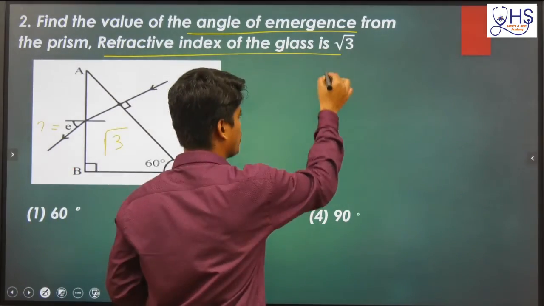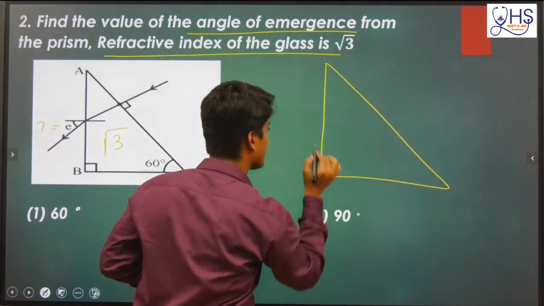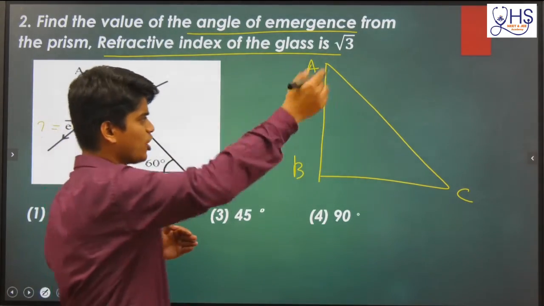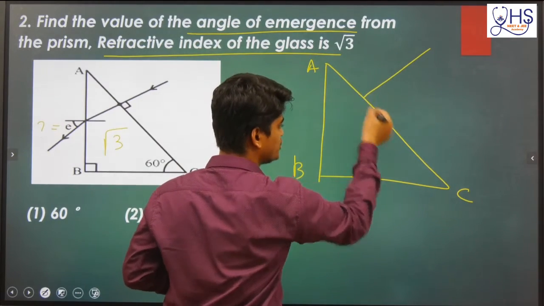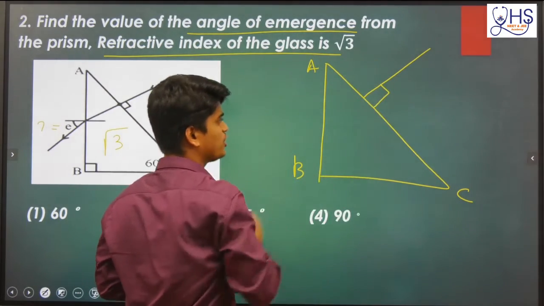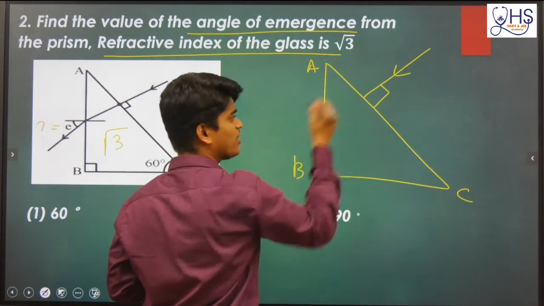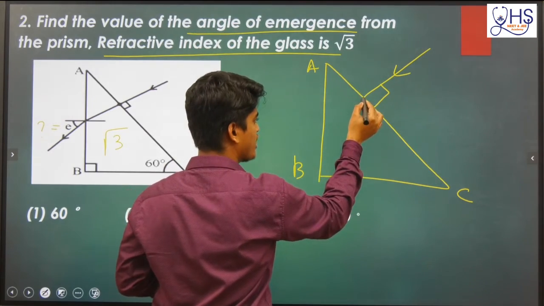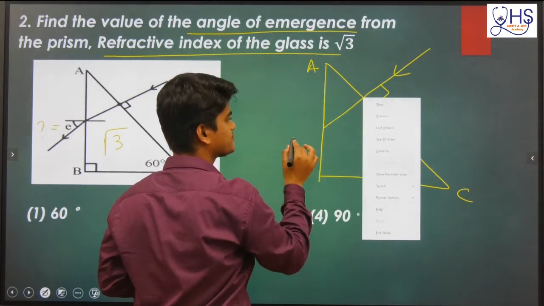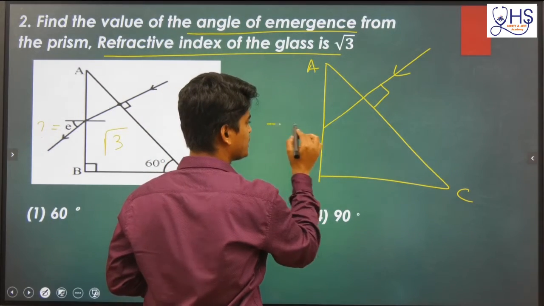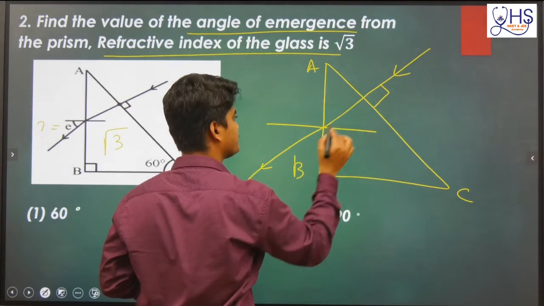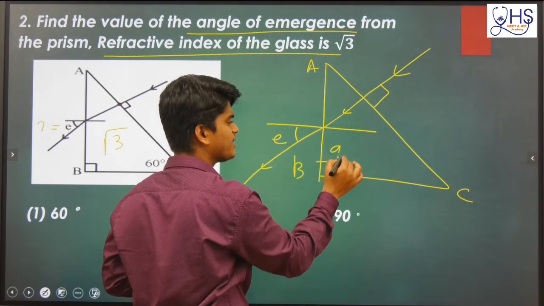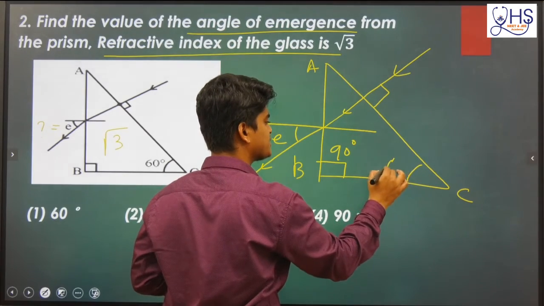Now let me draw here. I am drawing the same triangle A, B, C. Now a ray is coming and falling perpendicularly to this surface. If a ray is falling perpendicular to the surface, then the angle of incidence is 0 because it is normal incidence. So the ray will go normally like this. Now this ray is passing this way, and this angle of emergence they are asking, and this angle is given 90 degree, this is 60 degree.